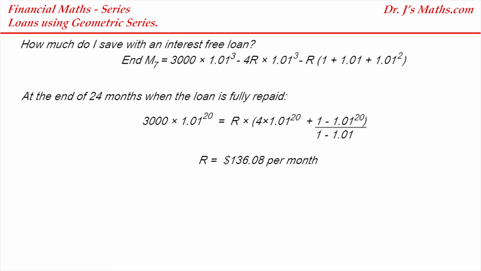So she's going to save 24 months lots of the difference between the original price that she might have paid, $141.22, minus the interest-free amount per month, $136.08. So she's saving $123.36, which is not bad because that's nearly a full month's repayment. So well done.